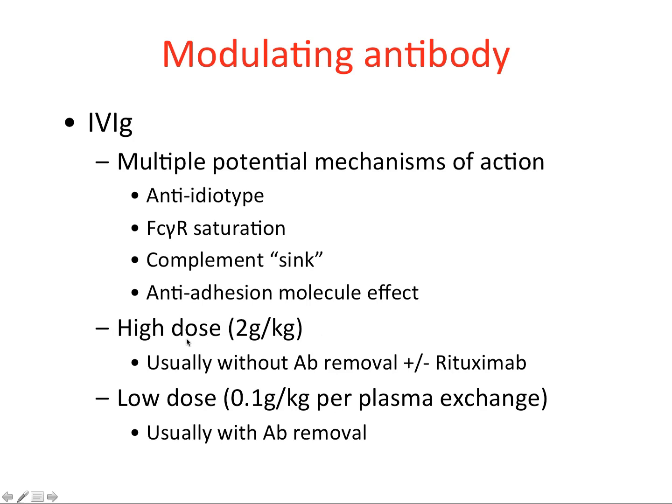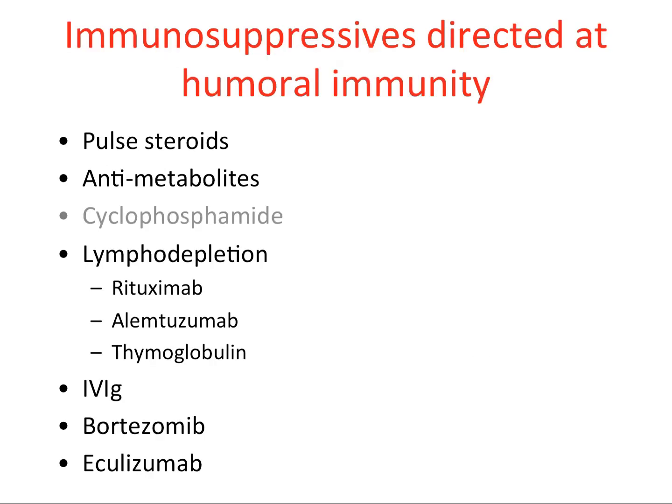Now, IVIG is often used in high doses at 2 grams per kilogram, often given over 5 days, usually without antibody removal and often with rituximab. Or perhaps more commonly now in transplantation at low dose, 0.1 gram per kilogram, after each antibody removal session. And there are 2 reasons you might want to give low dose IVIG after antibody removal. One is to replenish the protective antibody, and secondly because there may be a bit of a feedback loop operating here, whereby if you remove all the immunoglobulin, then you get upregulation of immunoglobulin synthesis.